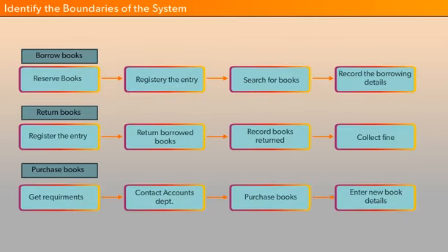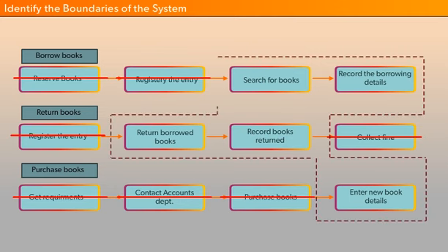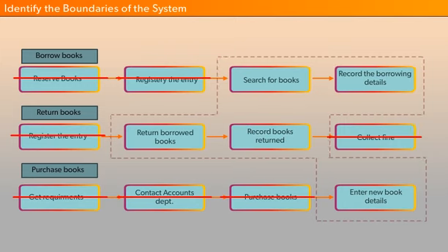From the analyzed business data and boundaries, few of the operations like members reserving books, members' attendance, collecting fines on late returns, getting new requirements, contacting accounts department for purchase and ordering, and purchasing the books are removed. So, the final requirements list contains only the operations within the boundaries as shown on the screen.